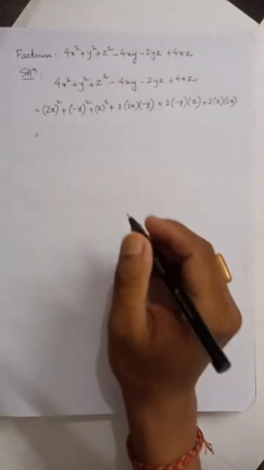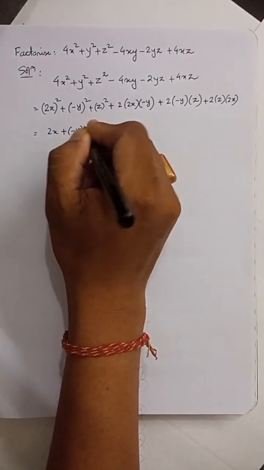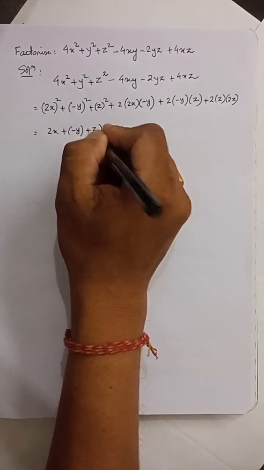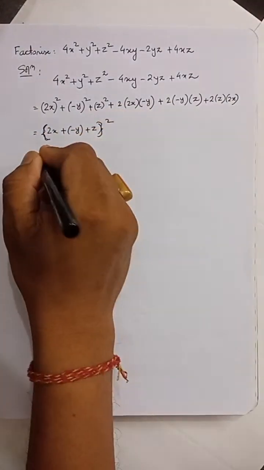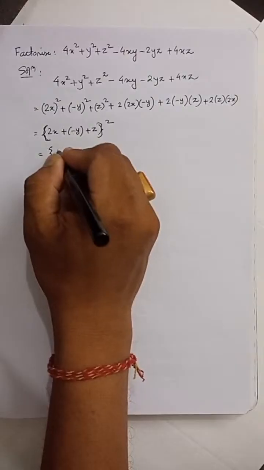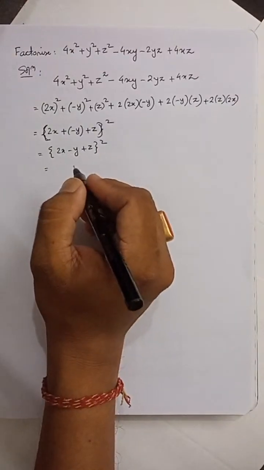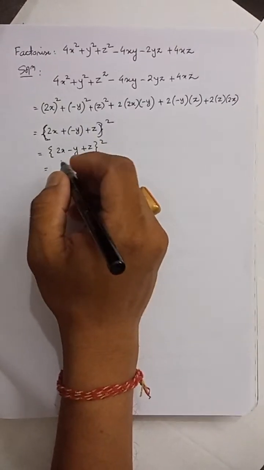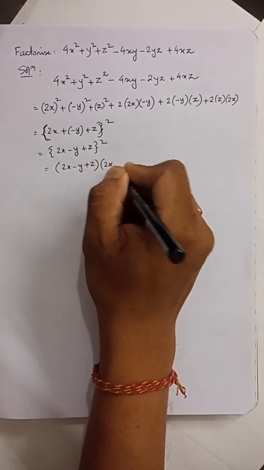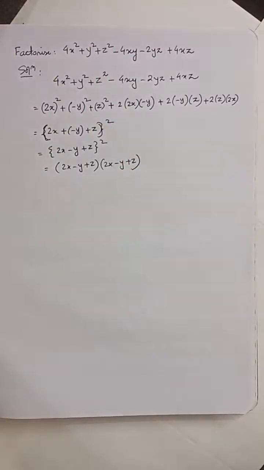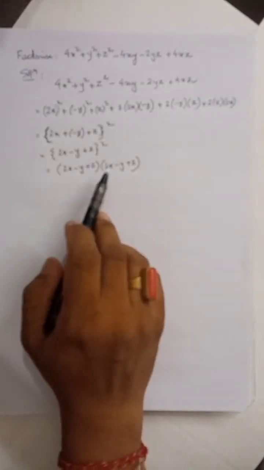Okay, great. So this will be 2x plus minus y plus z, whole square. Don't forget the whole square, it's a mistake to leave it out. So now you can open up the brackets. So 2x minus y plus z whole square. So our final answer will be, since this is factorization and we have whole square here, you can change the bracket if you want: 2x minus y plus z and 2x minus y plus z. Okay, so this is our solution. I mean, these are the two factors.